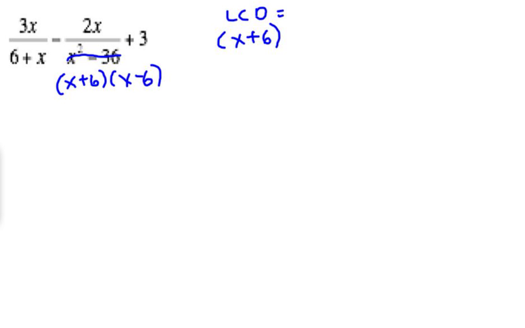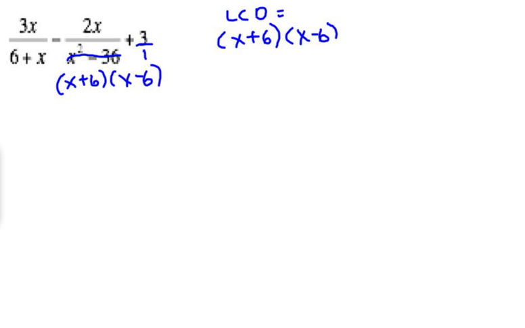Now I go to my second denominator where I have x plus 6. I already have it. I don't need to repeat it. I have x minus 6. I do need to add that because I didn't already have it. And then I go to my third term, which has, of course, a denominator of 1. So that's nothing to add to my LCD. So my LCD is just x plus 6 times x minus 6.